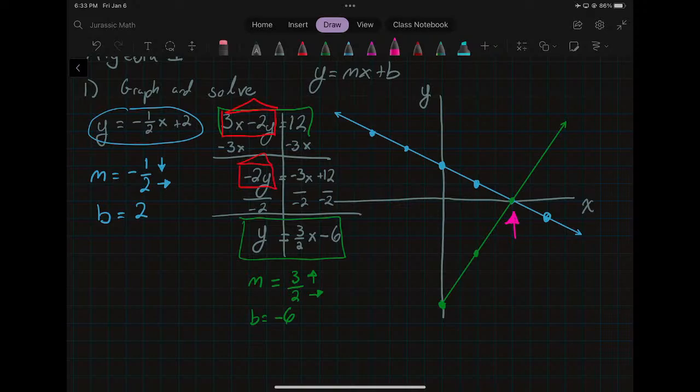So this one, remember your x goes first, which is 4, comma, 0. So there is our graphing of a system of linear equations.